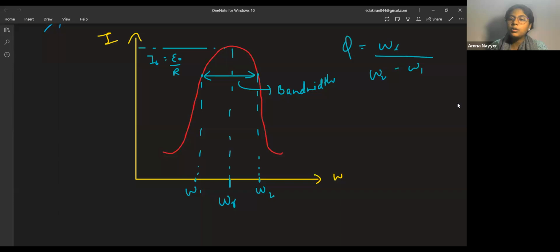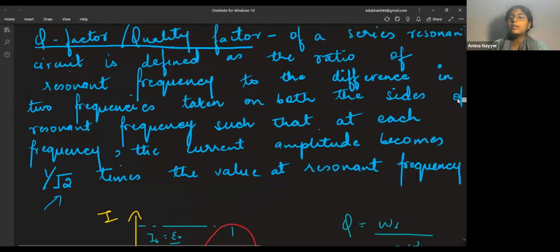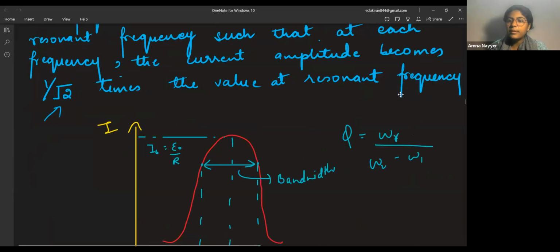Now come back to the definition. See, quality factor of series LCR circuit is defined as ratio of resonant frequency, this is resonant frequency, ratio of, this is what?